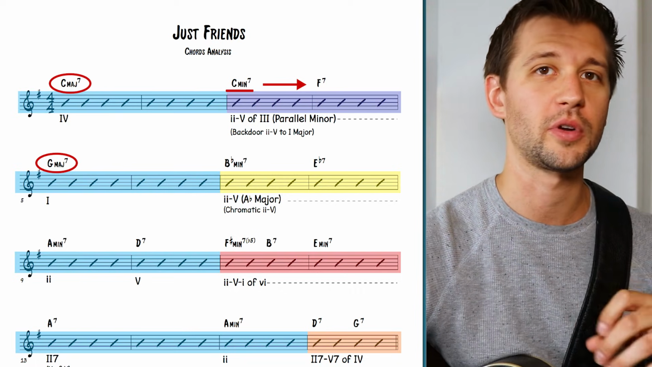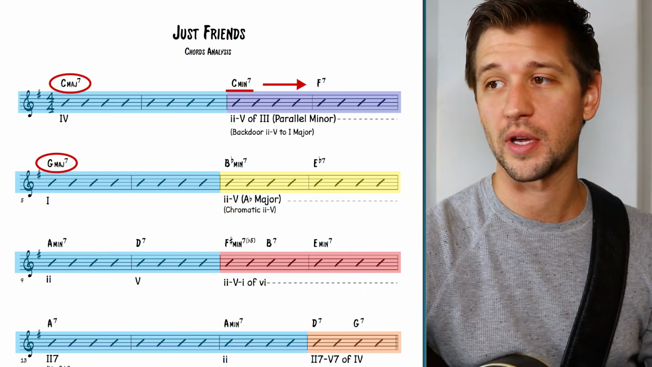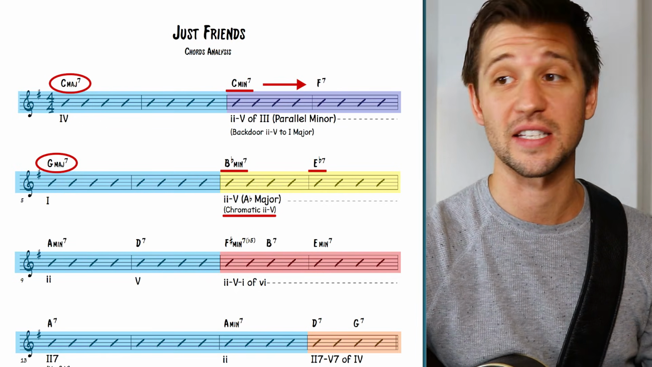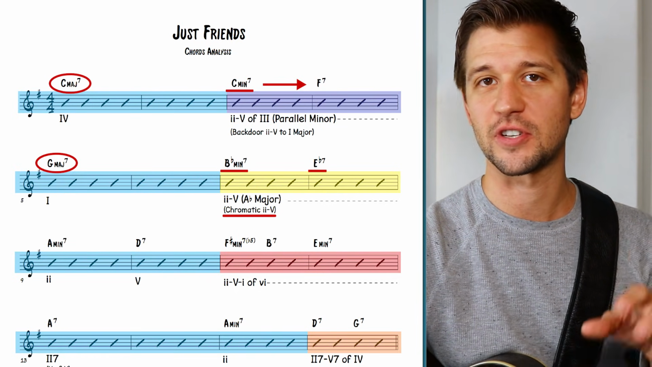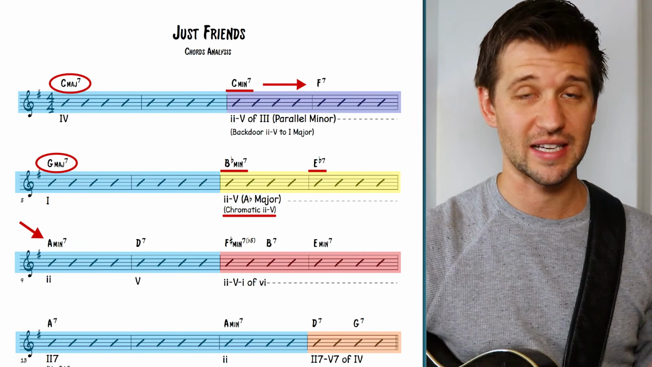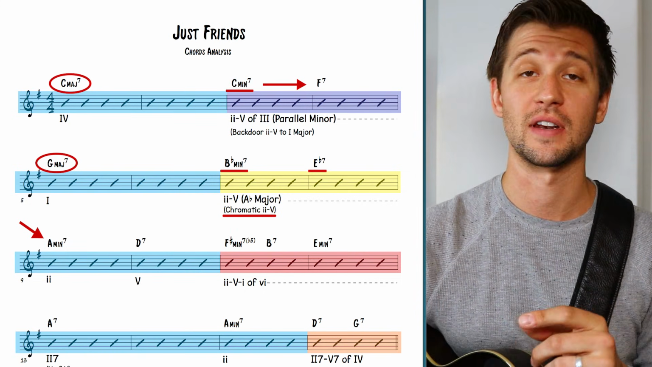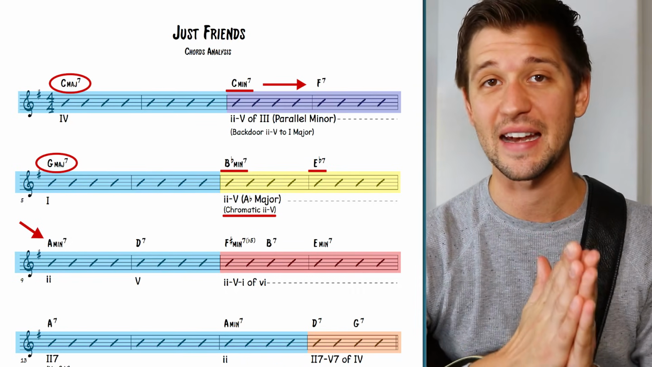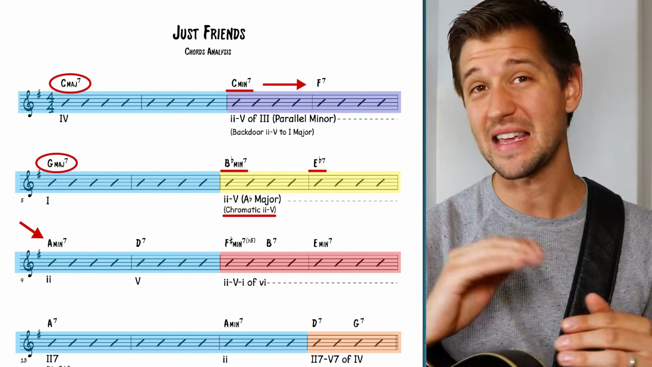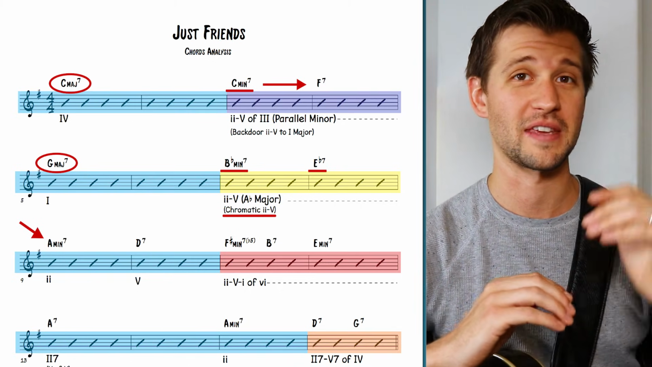Now, it's also a really interesting introduction to what we call chromatic 2-5s, or also we like to call them sidestep 2-5s. Basically, instead of just landing right on the 2 chord here, A minor 7, we're actually sidestepping it with a B flat minor 7 to E flat 7, and then landing on the A minor 7. So this is something that also happens quite a bit in jazz, taking Just Friends up a little bit of level on the advanced scale.